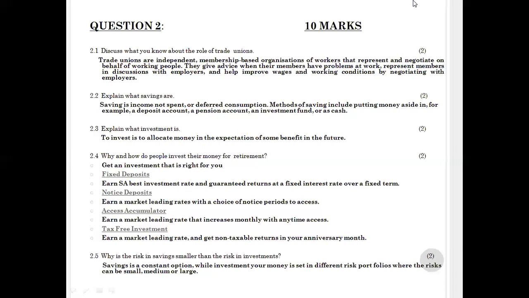Or if you have said how you can save it by putting it in a deposit account, investment fund, etc., also a second mark there. So 2.2, explain what savings are, for 2 marks. The first mark is when you say it is money that you set aside for the future. The second mark is that you don't touch it, or how you're going to save it, like in a deposit account, investment fund, pension account, etc.